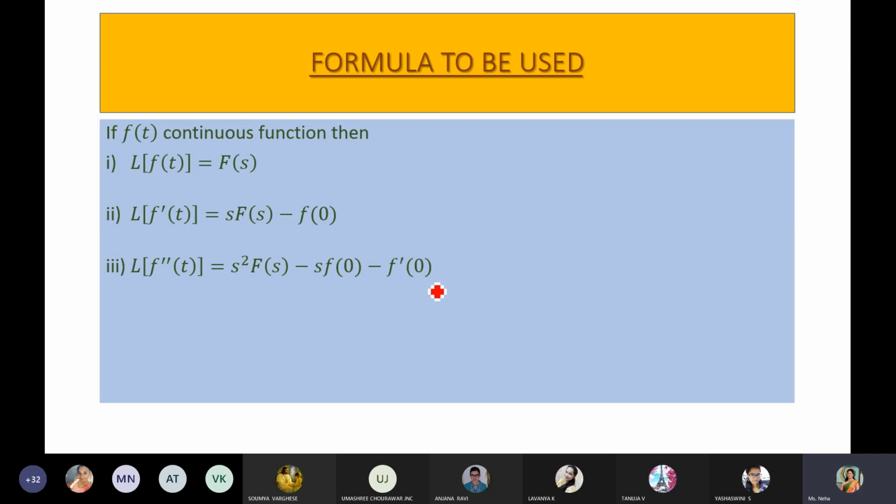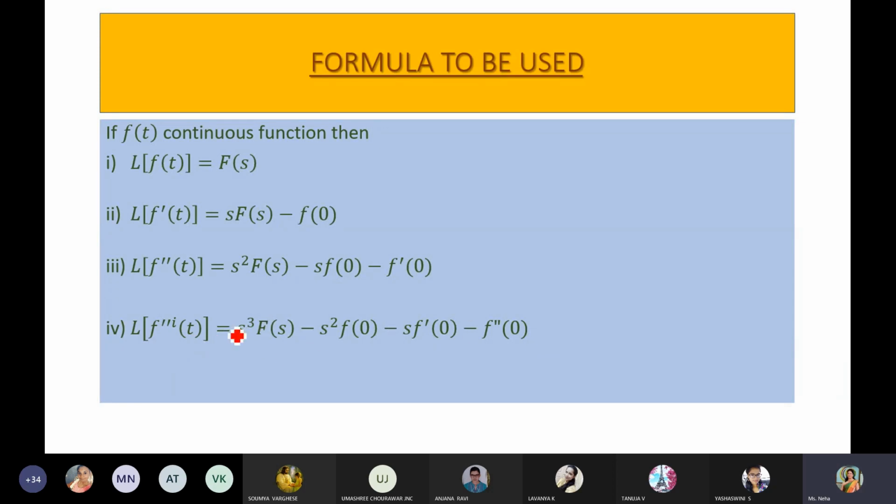Can you tell me what will be the formula for f triple dash of t? Third derivative. It will go very similar to this. Can you tell me what will be the formula? S cube F of s minus s square f of 0 minus s f dash of 0 minus f double dash of 0. Very good. So what will happen? The power of s will slowly decrease.